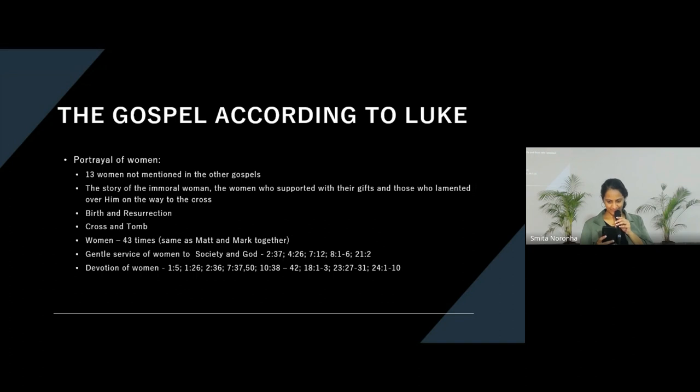Now it came to pass afterward that he went through every city and village, preaching and bringing the glad tidings of the kingdom of God, and the twelve were with him. Verse 2. And certain women who had been healed of evil spirits and infirmities: Mary called Magdalene, out of whom had come seven demons. Verse 3. And Joanna, the wife of Chuza, Herod's steward, and Susanna, and many others who provided for him from their substance. Verse 4. And when a great multitude had gathered, and they had come to him from every city, he spoke by a parable. Verse 5. A sower went out to sow his seed, and as he sowed, some fell by the wayside, and it was trampled down, and the birds of the air devoured it. Verse 6. Some fell on rock, and as soon as it sprang up, it withered away because it lacked moisture.